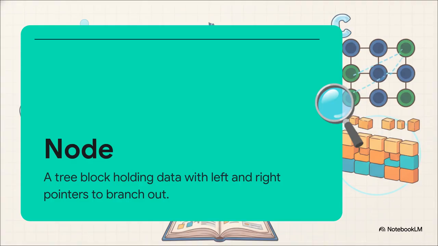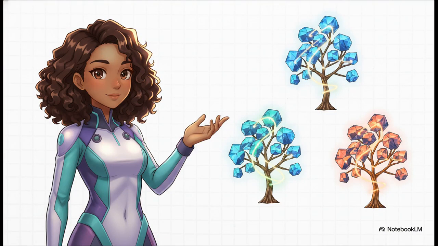Now, how exactly do we read a branching tree? With linear arrays, it's easy. We just read from index 0 to 6. But with a tree, we have to use depth-first traversals. We've got 3 main flavors here: in order, pre-order, and post-order.